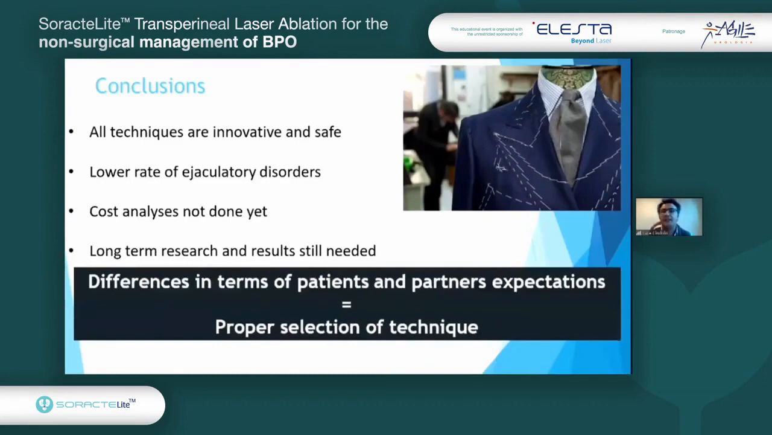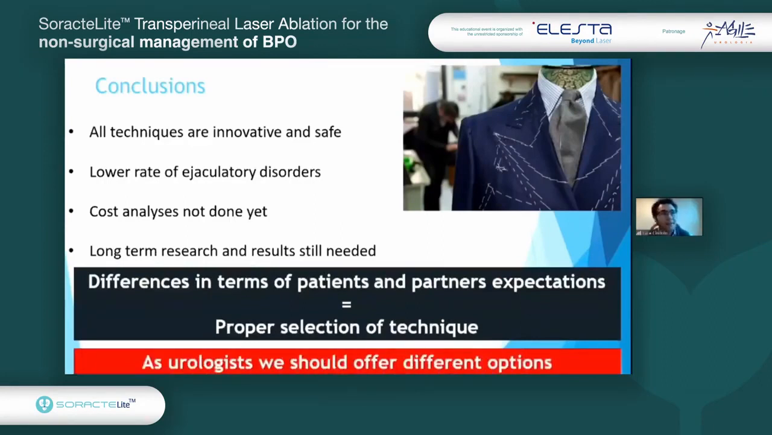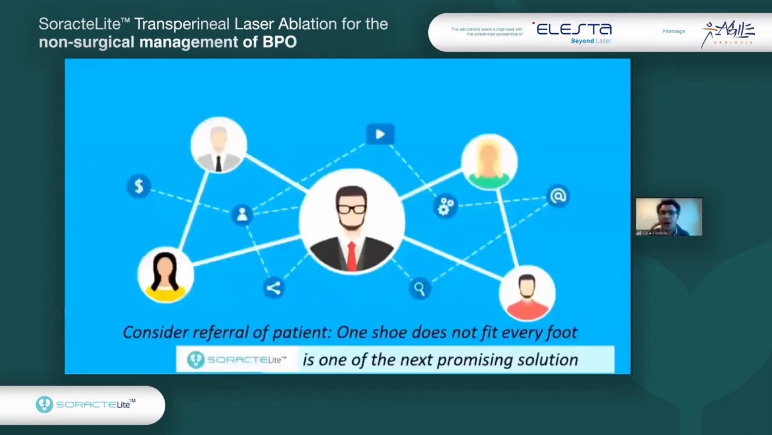So, considering differences in terms of patient and partner expectations, this will require proper selection of technique, and we have to master different techniques so we can propose different options. In case we don't master, for example, TPLA, because we are not familiar with the transperineal approach, or we have never done brachytherapy or cryotherapy, consider referring the patient. In my mind, this is one of the best solutions to ensure the highest quality of health care for the patients.